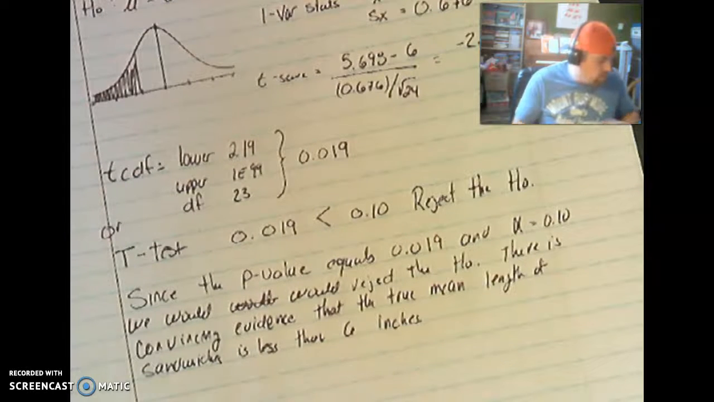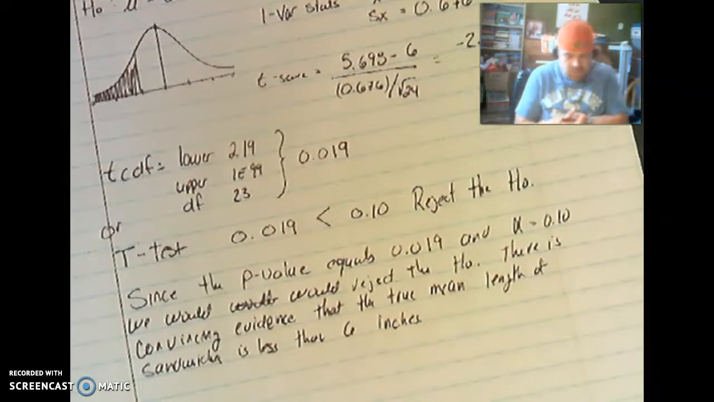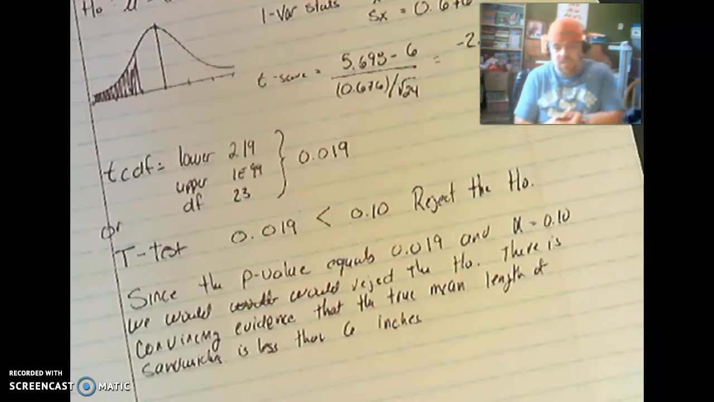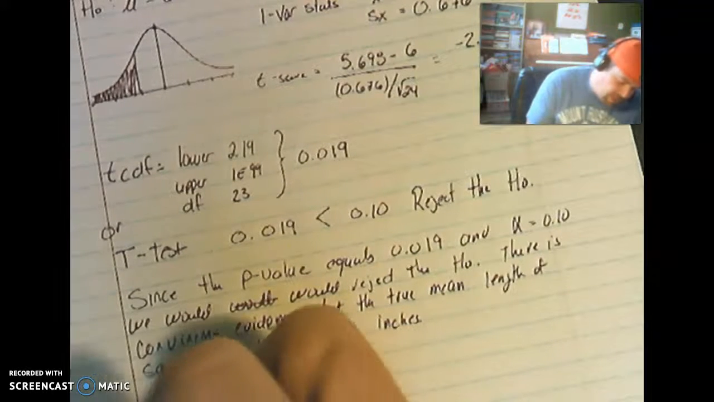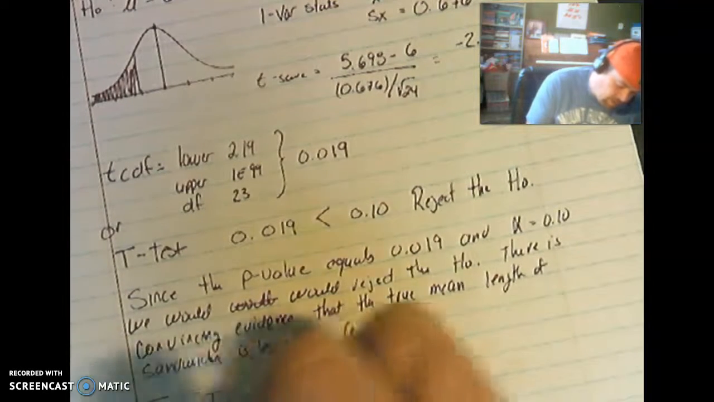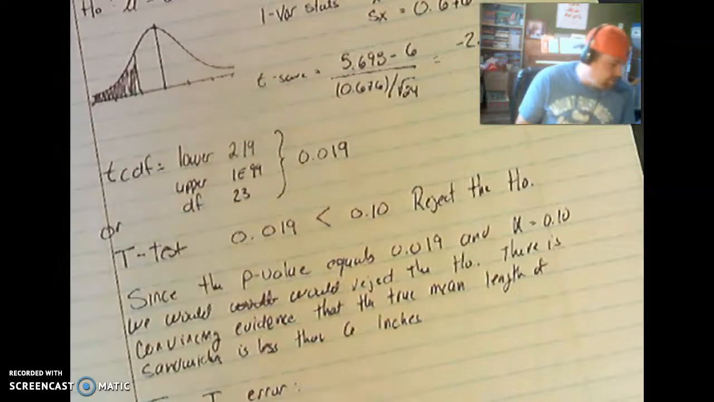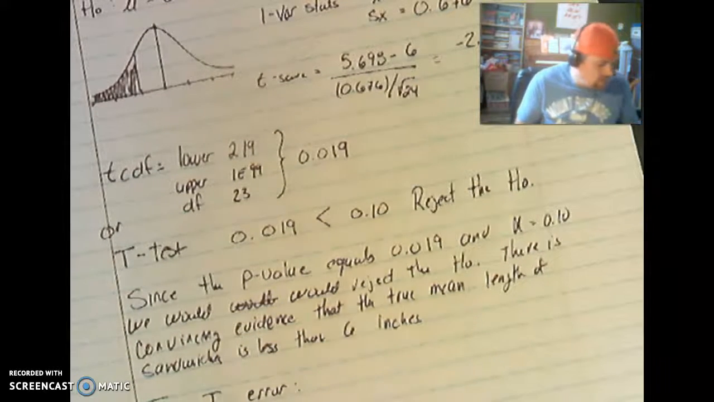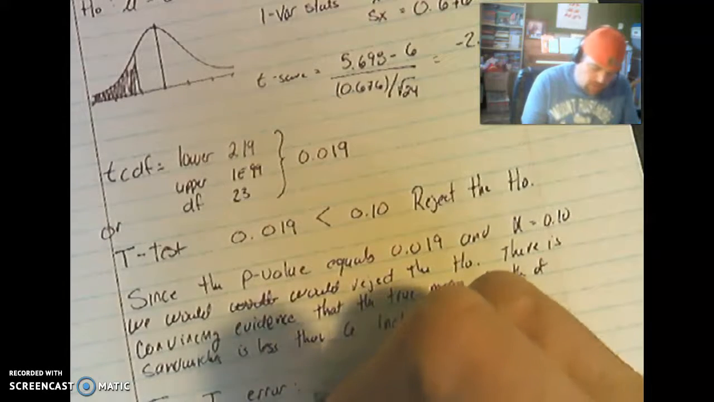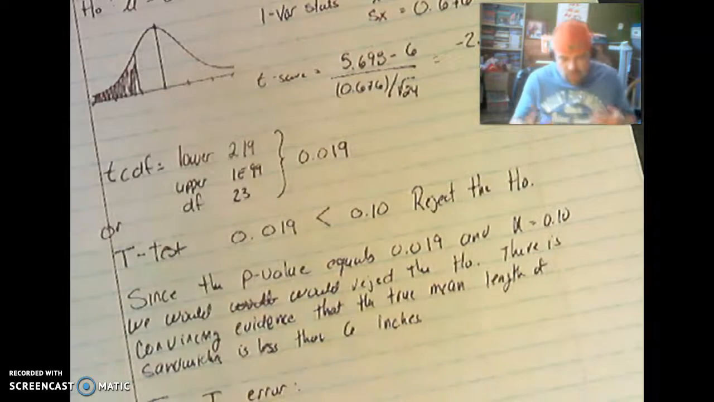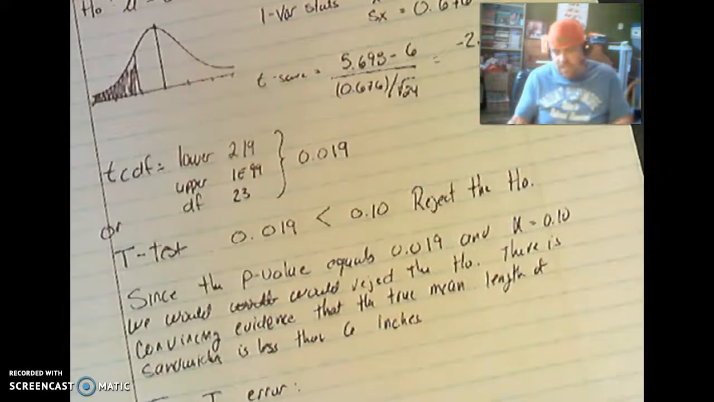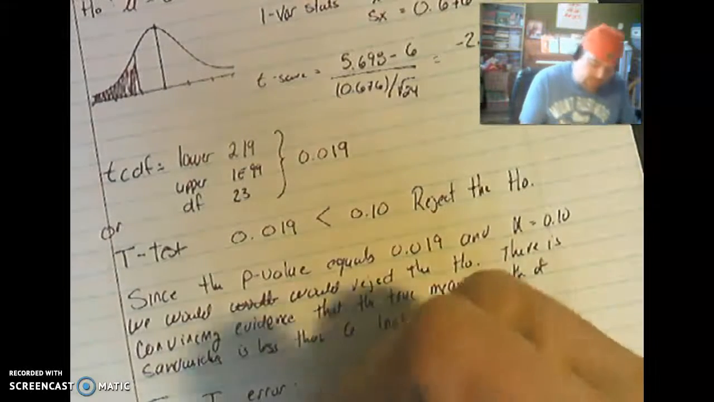Since we rejected the null hypothesis in favor of the alternative hypothesis, what we could have made is a type 1 error. So what really could have happened is we've rejected the null hypothesis, but in reality the sandwiches were 6 inches.